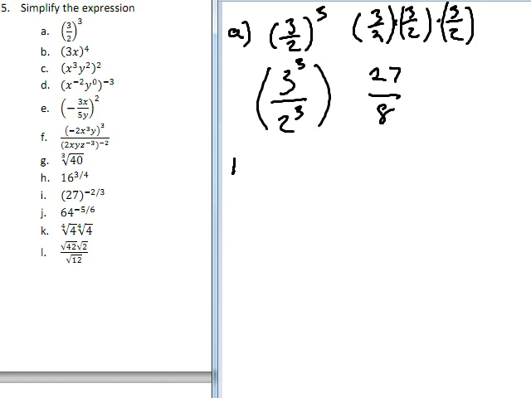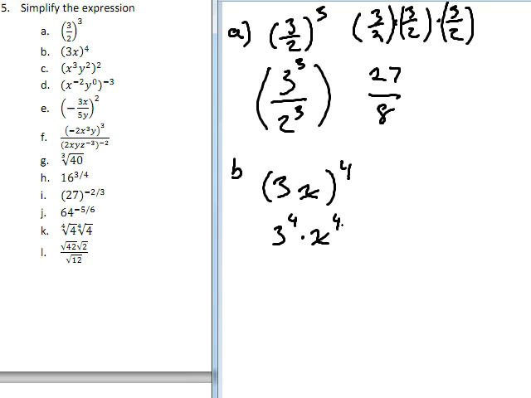When we move on to B, B is very similar. B is 3x to the power of 4. So again, that's the same as multiplying 3x by 3x by 3x by 3x, same as we did with the question above. But we're going to express it as 3 to the 4 multiplied by x to the 4.